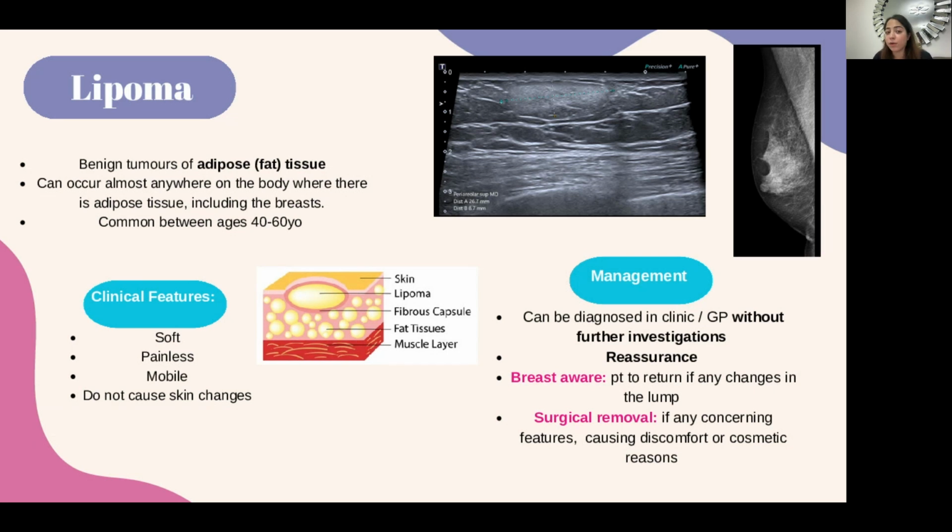And again, if you are reassuring patients and sending them home, it's really important to highlight they should be breast aware. If there's any other lumps, if there's any changes within the lump, they should always come back and rediscuss, because things can change. If there's any discomfort or pain, or for cosmetic reasons, then they can be referred to breast surgeons who'll have consultations and remove them if need be. But again, that's very case dependent, and most people don't get surgery for these things.